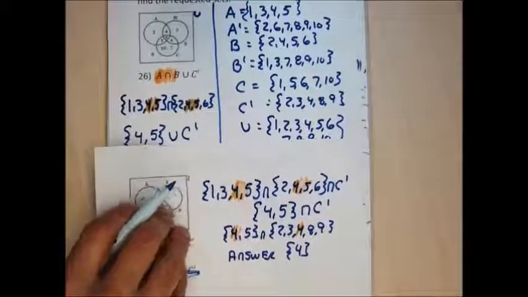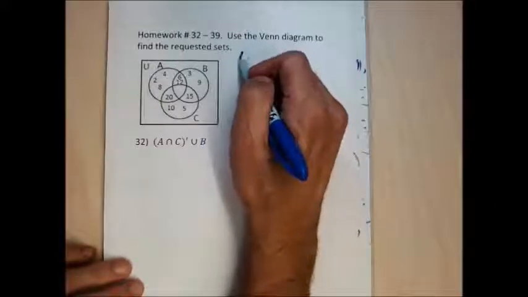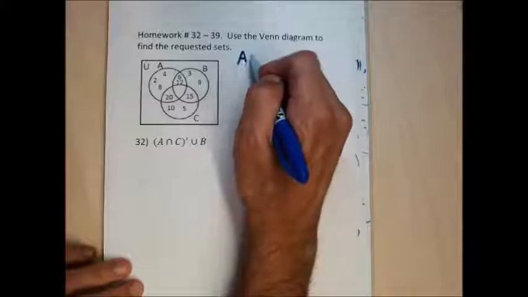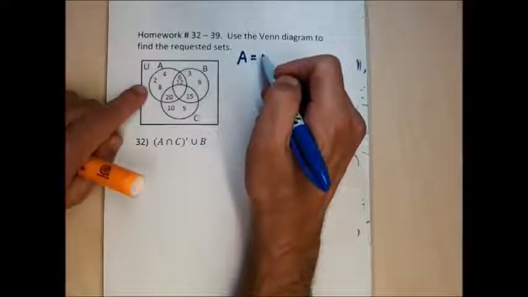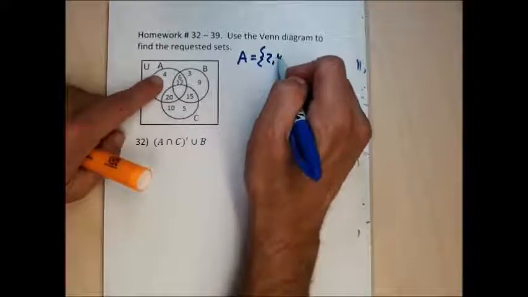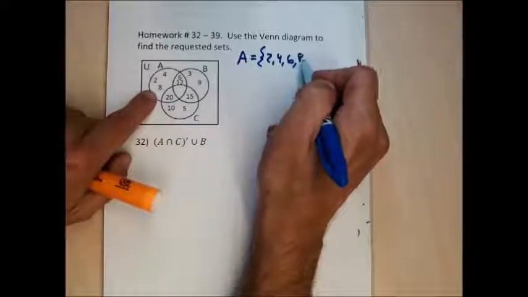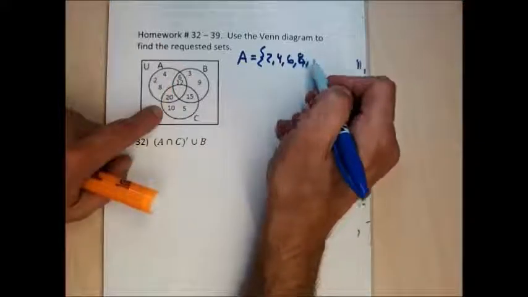All right, 32 through 39, last set of problems, last picture that we have to get the A's, the B's, the C's, and the U's. So let me try to write down what A complement is, B complement, C complement. A is 2, 4, 6. Let me do it slowly. A is 2, 4, 6, 8, 12, and 20.